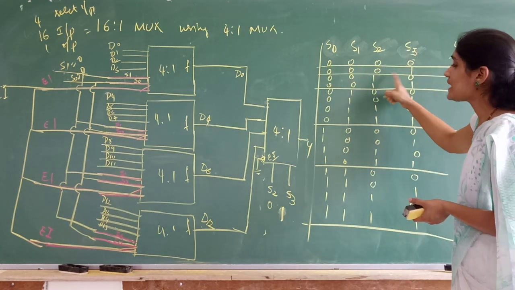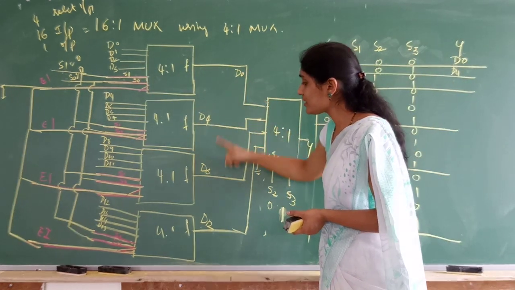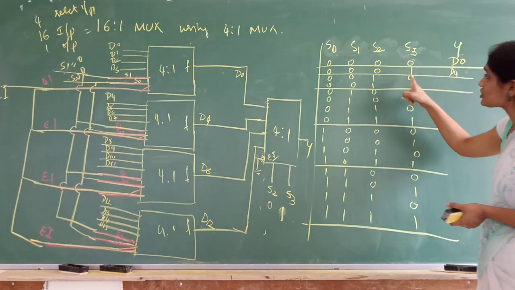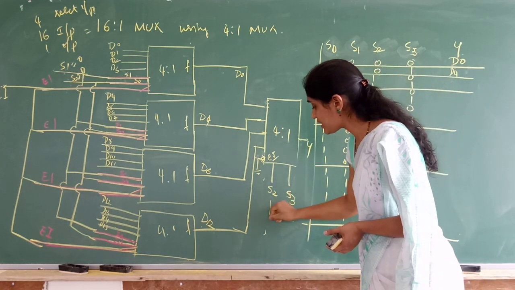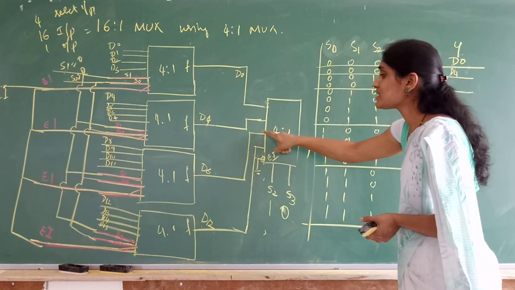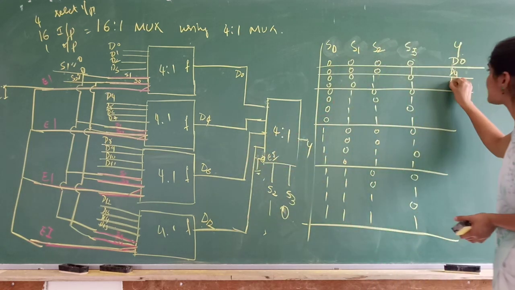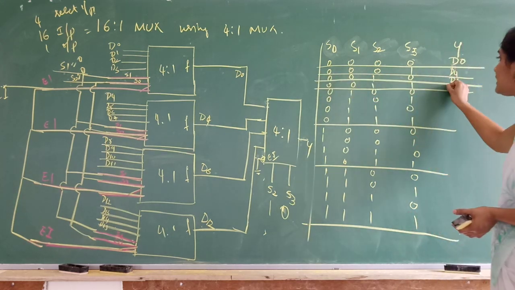Now 0, 0, 1, 0. S1, S0 still 0, 0. Output is D0, D4, D8, D12. What is S2, S3? 1, 0. So what is your output? Third input line will be selected. So what is third? D8. So what is your output? D8. 0, 0, 1, 1, D12.